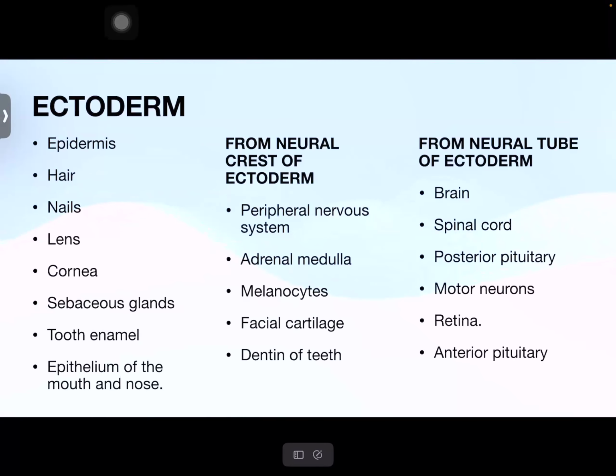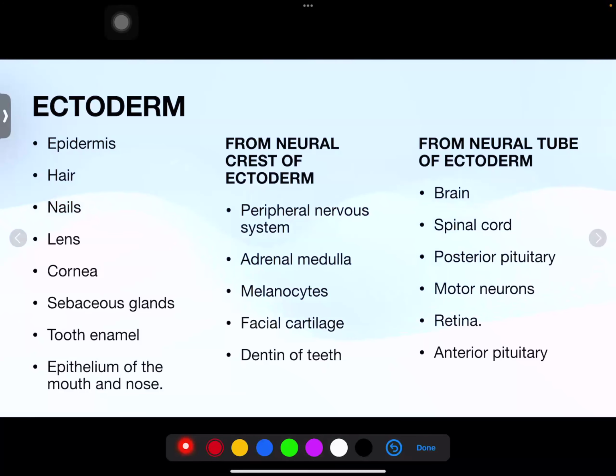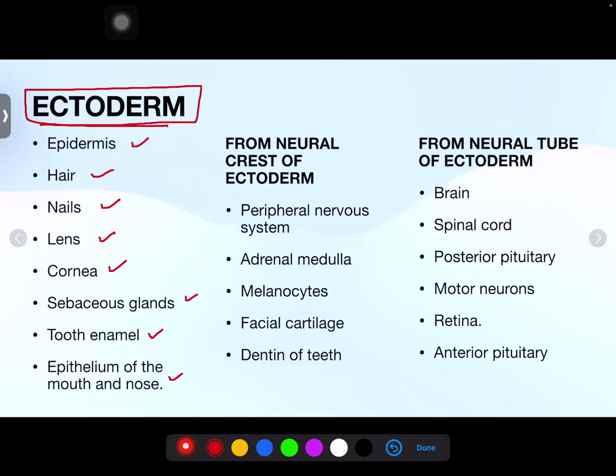Now, this is very important. I have written down all the structures which develop from ectoderm. So you all should know the structures from the ectoderm. The skin features: epidermis, hair, nails, lens, cornea, sebaceous glands, tooth enamel, epithelium of mouth and nose. Okay, so all of you must know that these are formed from the ectoderm.